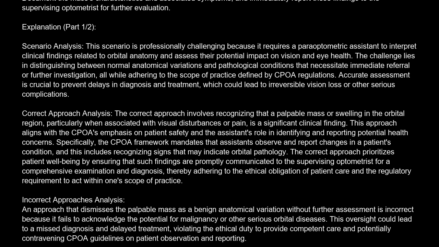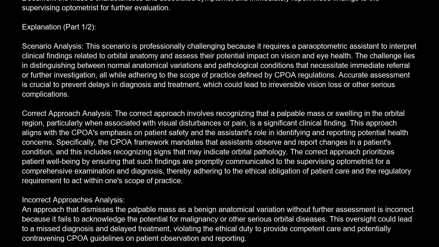The challenge lies in distinguishing between normal anatomical variations and pathological conditions that necessitate immediate referral or further investigation, all while adhering to the scope of practice defined by CPOA regulations. Accurate assessment is crucial to prevent delays in diagnosis and treatment, which could lead to irreversible vision loss or other serious complications. Correct approach analysis.